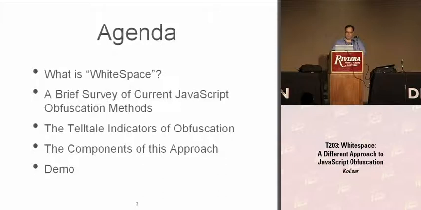So what I'm going to do is talk about WhiteSpace, what it is. I'm going to do a brief survey of current JavaScript obfuscation methods, just in case you're not familiar. I'll show what I consider the telltale indicators of JavaScript obfuscation. These are the things that, when I manually search through it and when automated processes like IDS and IPS go through to try to detect it, they look for to say, all right, obfuscated JavaScript, shut it down. And then I'll detail the components of the approach, and we'll go for a demo.